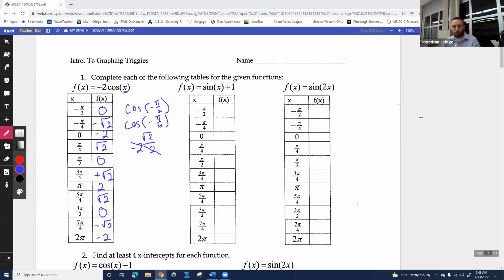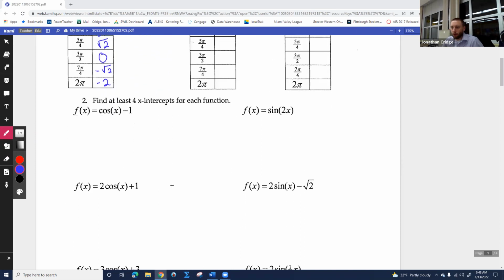Okay, so there's what your table should look like. Hopefully you came up with these same values. Just be careful with the signs. Make sure positive or negative. Remember, you're multiplying it by a negative number. Okay, so hopefully nothing too crazy there. Just kind of getting used to plugging in values and evaluating those.